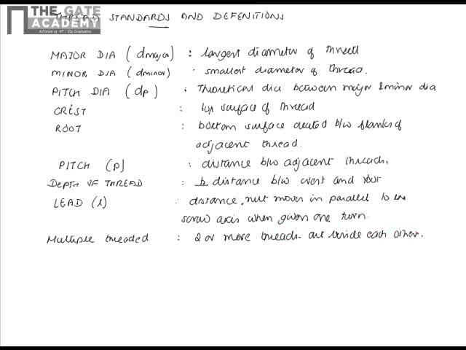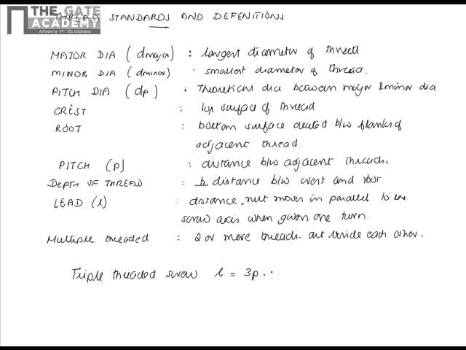And the example is, multiple threaded screws may have two or more threads cut beside each other. For example, in a triple threaded screw, the lead L is equal to 3 times the pitch, because it has 3 threads cut next to each other, so it can move 3 times the pitch. Pitch is the distance between the adjacent threads.